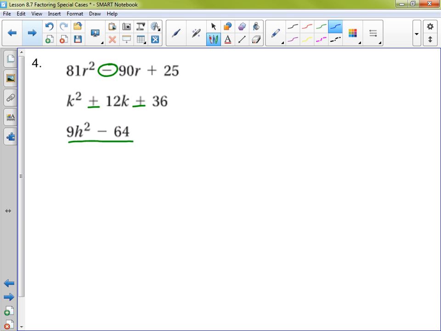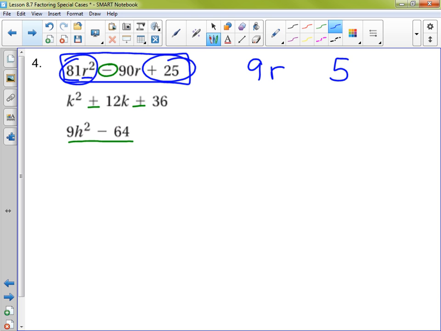Okay, the first problem. Now, this is a lesson about special cases, so it's kind of obvious that they're all going to be a special case and they're all going to work out nice and neat. But if you had a test question and you didn't know if this was a special case or not, here's how you check. Take the square root of the first term and you get 9r. Square root of 81 is 9, square root of r squared is r. Take the square root of the second term and get 5.